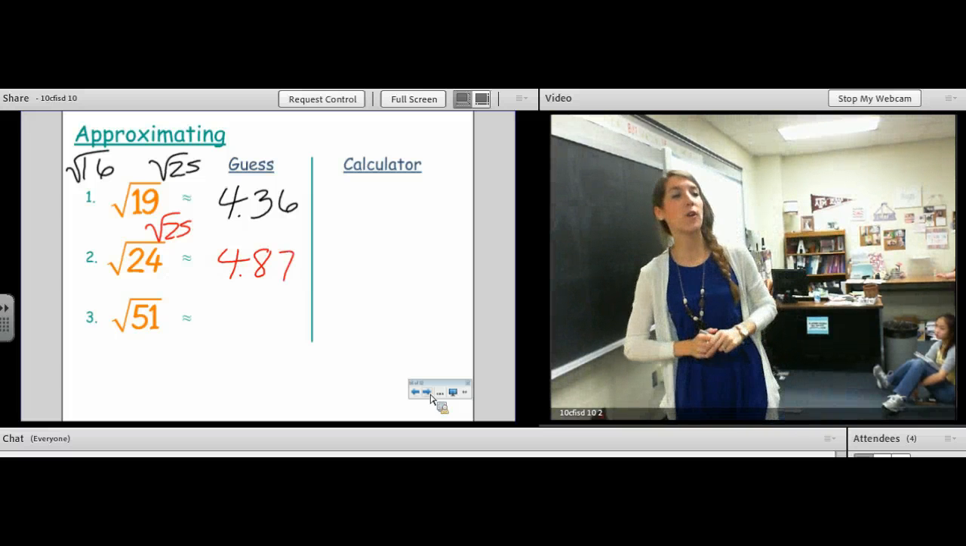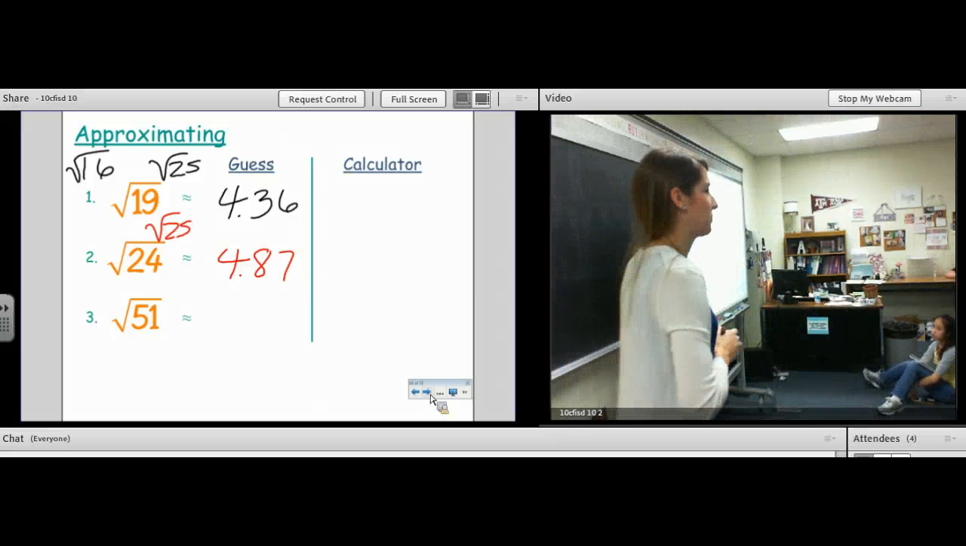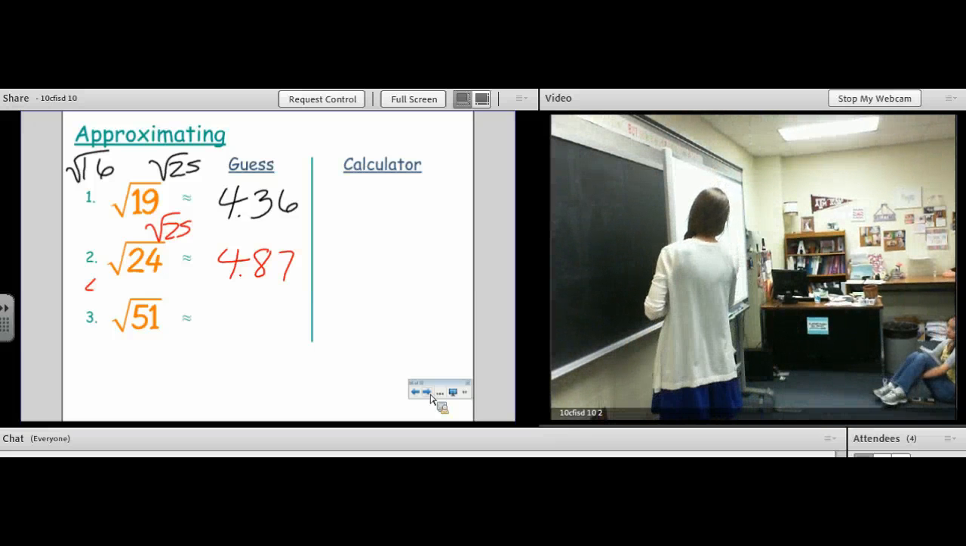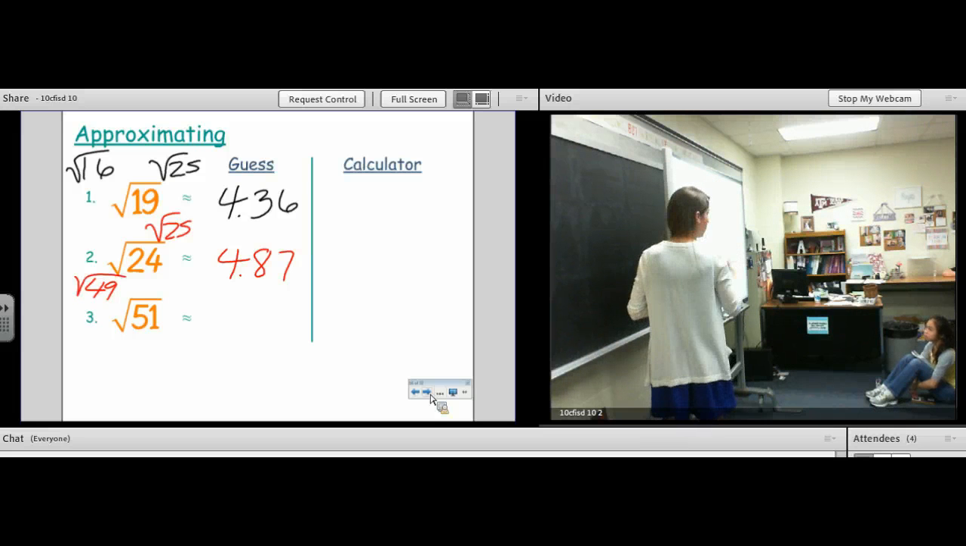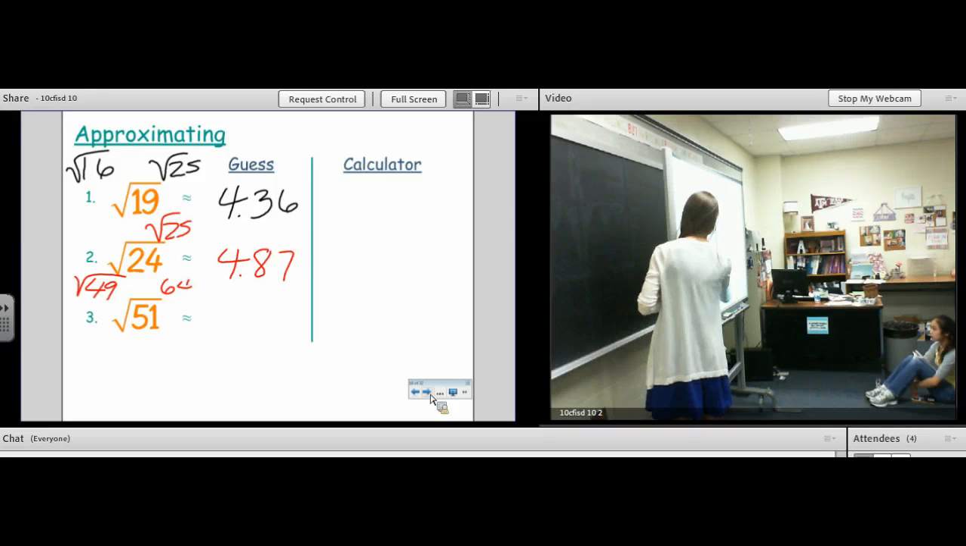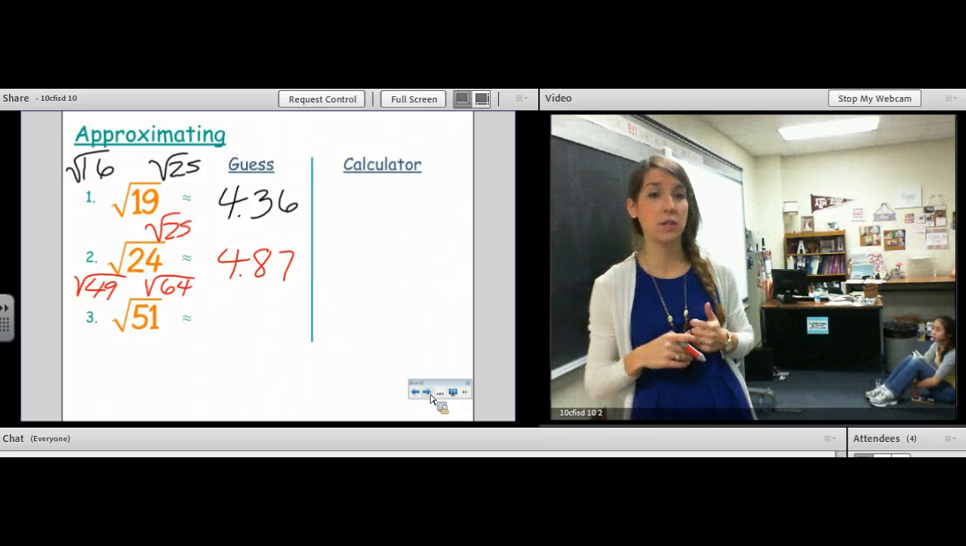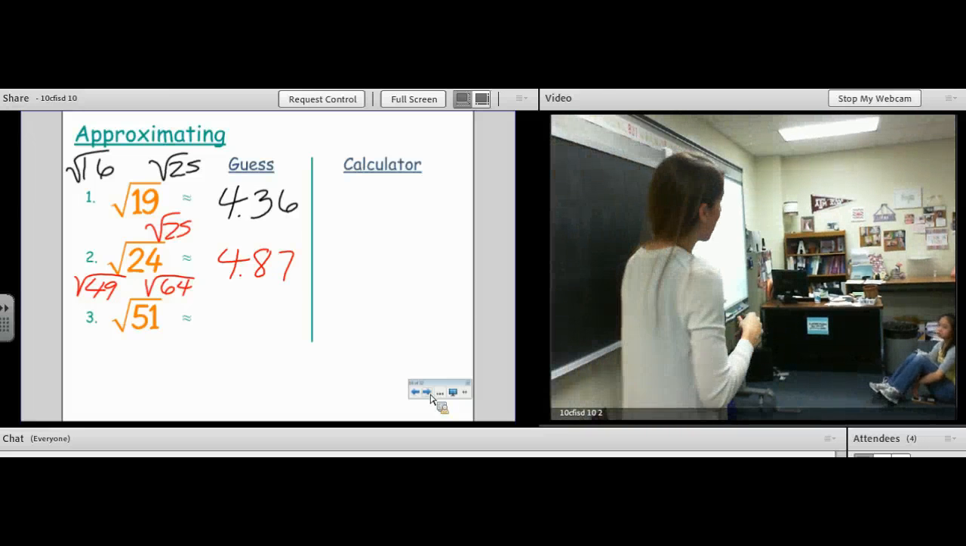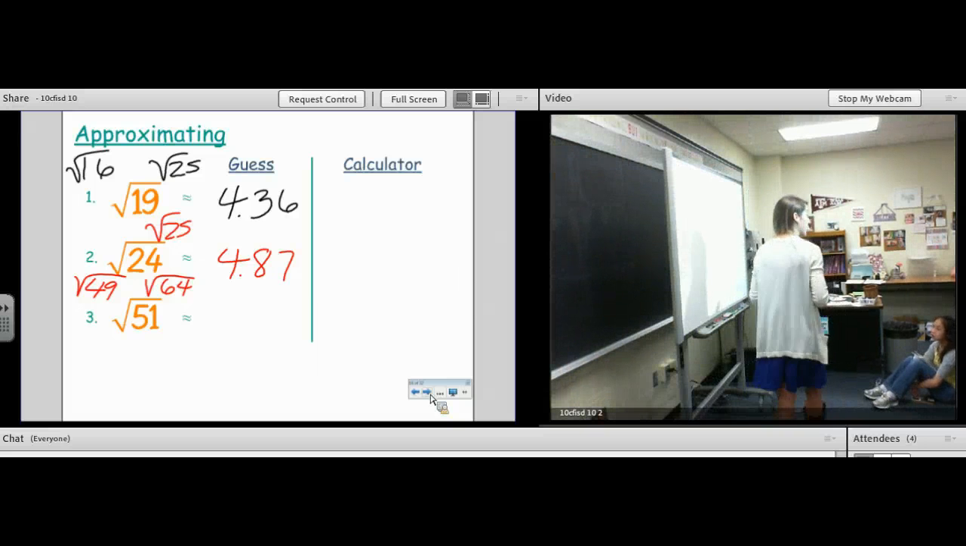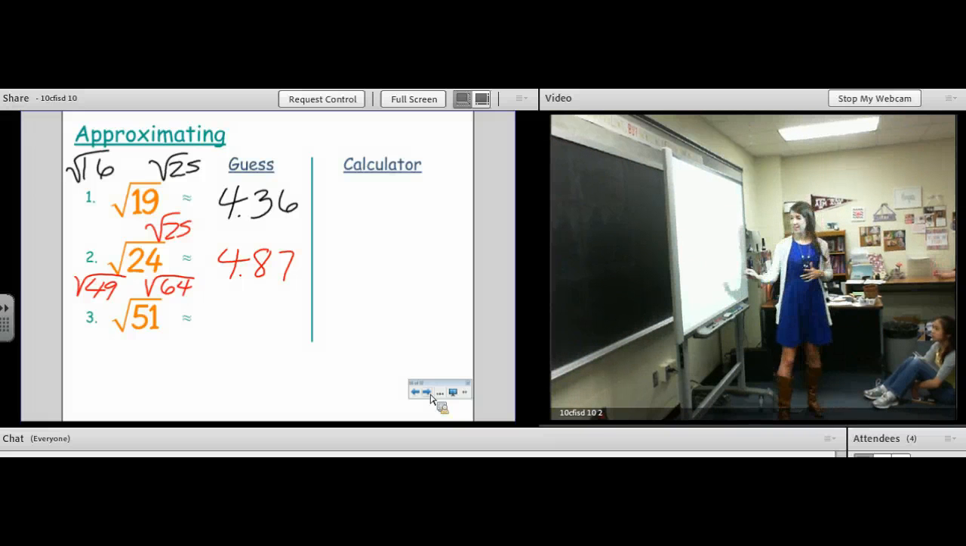What perfect squares are around 51? 49. 49 is lower. 64. That's 7 and 8. So it's between 7 and 8. Which one is it closer to, 7 or 8? 7. So 7 point 3 what? 7.27. Get your calculator out.